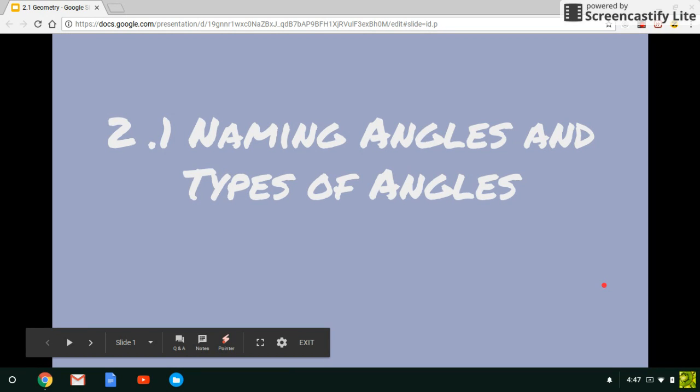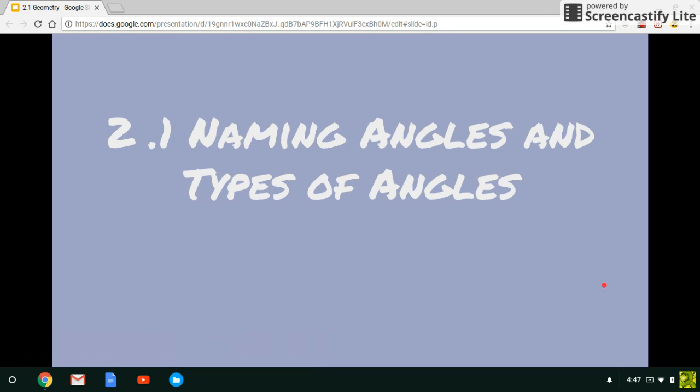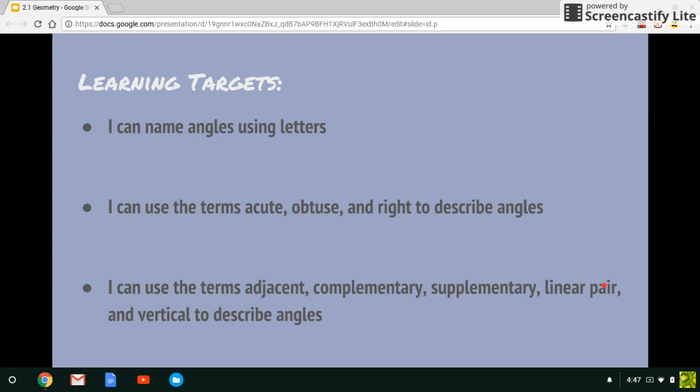Today we're going to talk about section 2.1, which is naming angles and types of angles. So here we go, it should be fun.